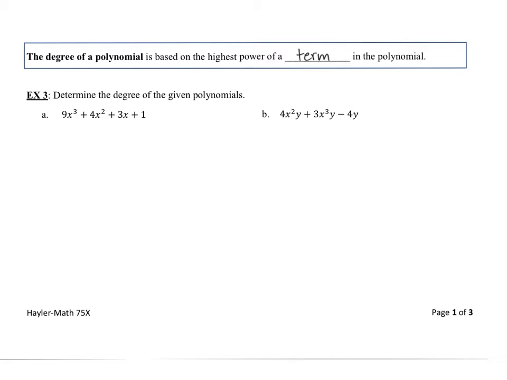So let's see, the first one, example A, has 1, 2, 3, 4 terms. What are the degrees of the terms? Well, this one, that's a degree 3. This is the degree 2. That's a degree 1. This one, well, that's technically an x to the 0 power. That's a degree 0. So which term has the highest power? Well, the first one. What is the power? The power is a 3. So this is going to be a degree 3 polynomial.